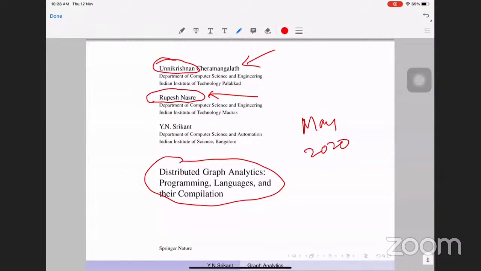There is a question by Anil. For real-time graph analytic applications in dynamic graphs, how is distributed storage and execution done?